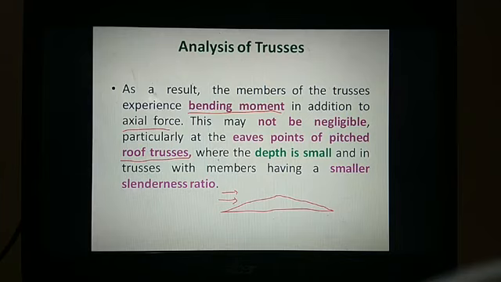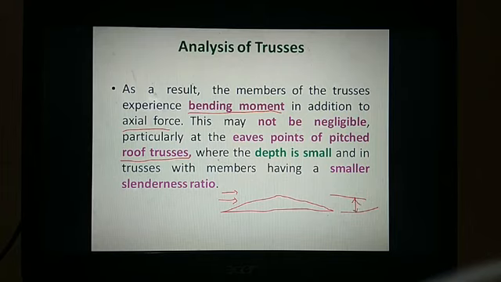Here the depth is small, and there are large trusses with members having a smaller slenderness ratio. As the member has very little depth, it is not subjected to any kind of buckling, because the depth of the section is very small. Here this is the height of the roof truss, which you are going to calculate based on the pitch.